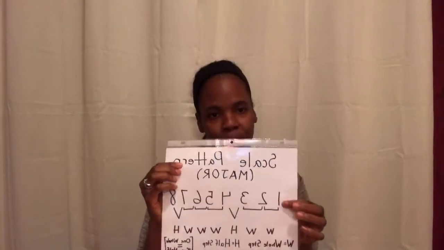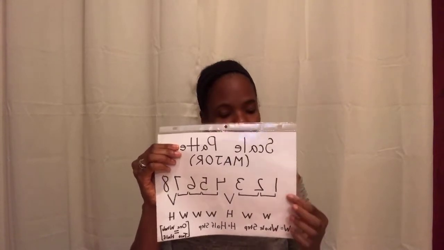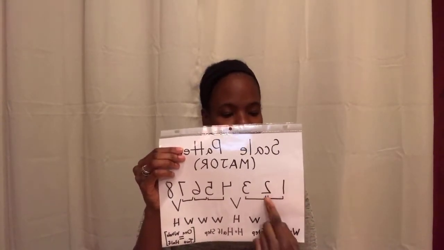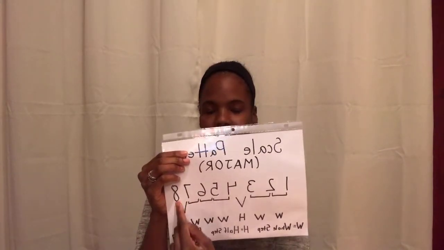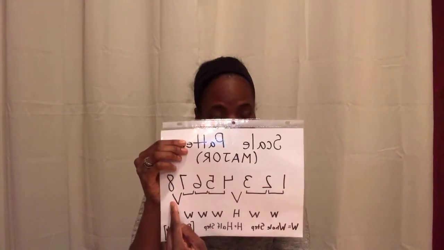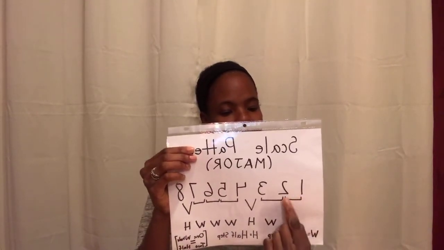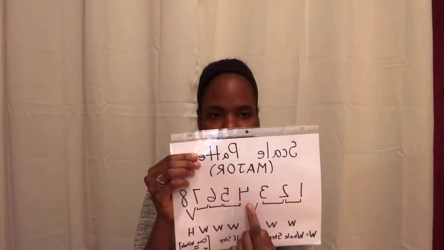So our scale pattern starts with the first letter, or the first degree of the scale. So for instance, with our C major scale, C would be 1, okay? So C, D, E, F, G, A, B, C. 1 and 8 are the same note. Now, the whole steps are represented by these little marks here, okay? And half steps are represented by the carets, okay?